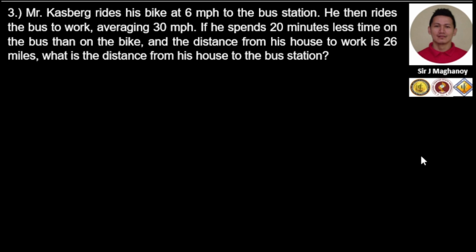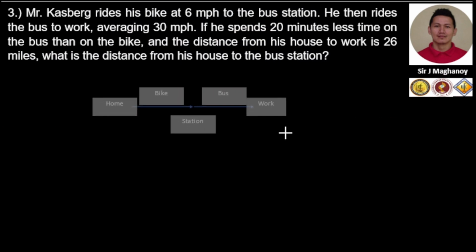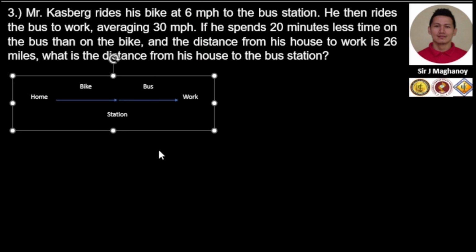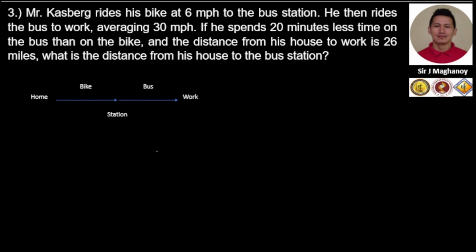Okay, so our first step is to visualize the movement of the moving object. In this problem, we have two moving objects, the bike of Mr. Kasberg, and the bus he rides going to work. If we visualize, from home he used his bike going to the bus station at a rate of 6 miles per hour. Then he rides a bus going to work at 30 miles per hour.